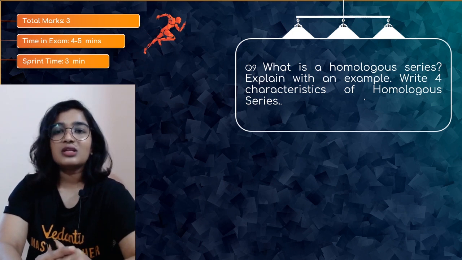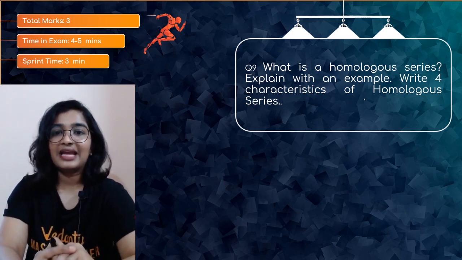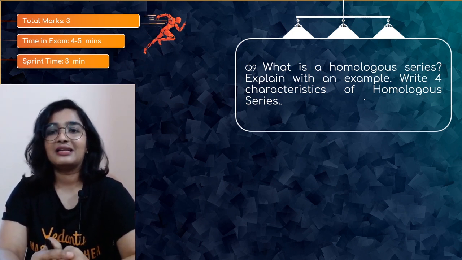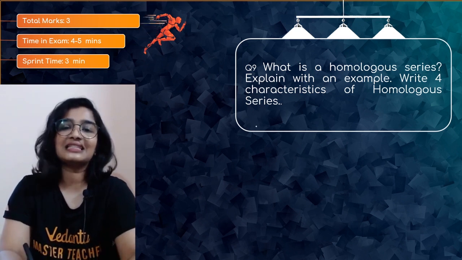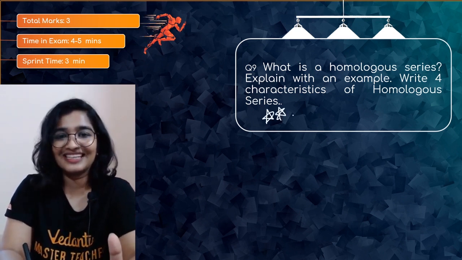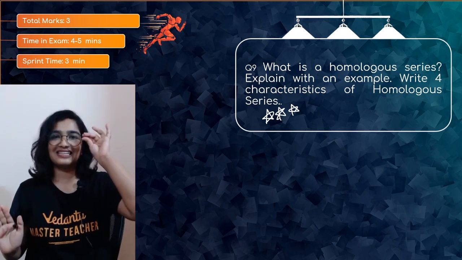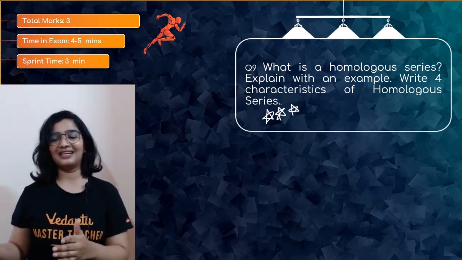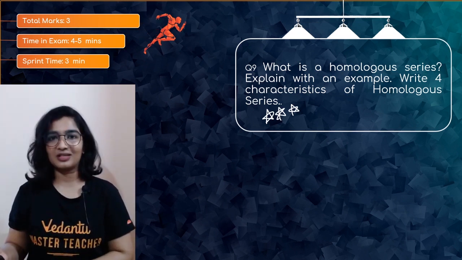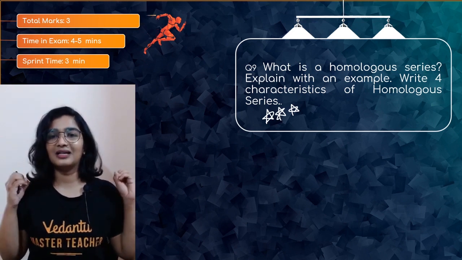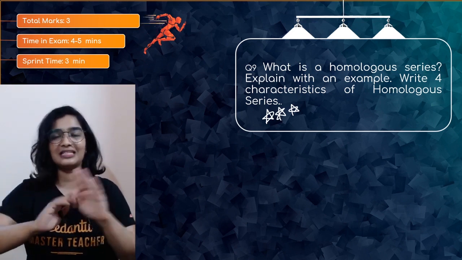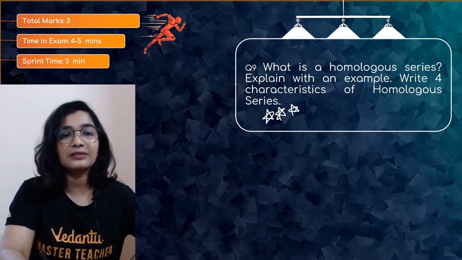Question number 9. What is a homologous series? Explain with an example. Write 4 characteristics of homologous series. This is like a sure question. Homologous series and its characteristics, or identify which homologous series this compound belongs to, or pick the odd one out. At least 2 questions related to homologous series are sure. So this is basically a 3 marks question.